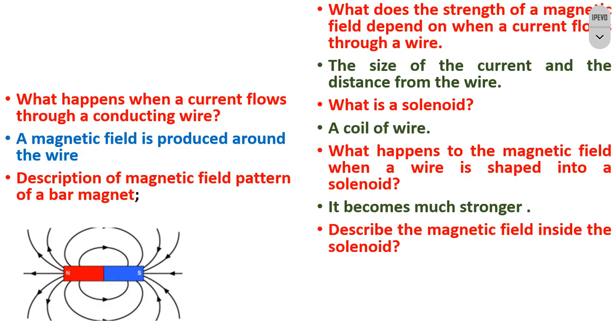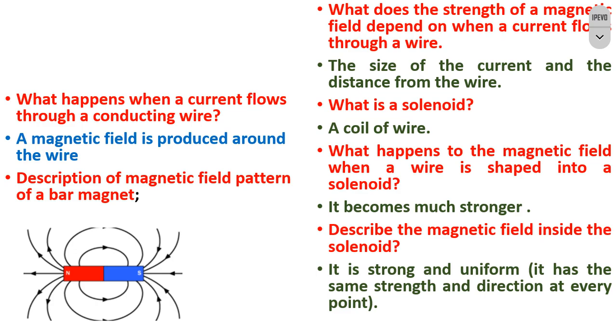Describe the magnetic field inside the solenoid. The magnetic field is strong and uniform. It has the same strength and direction at every point.